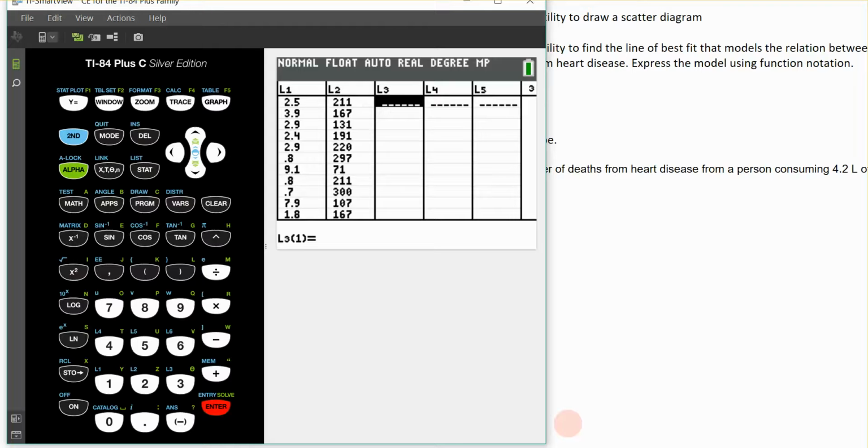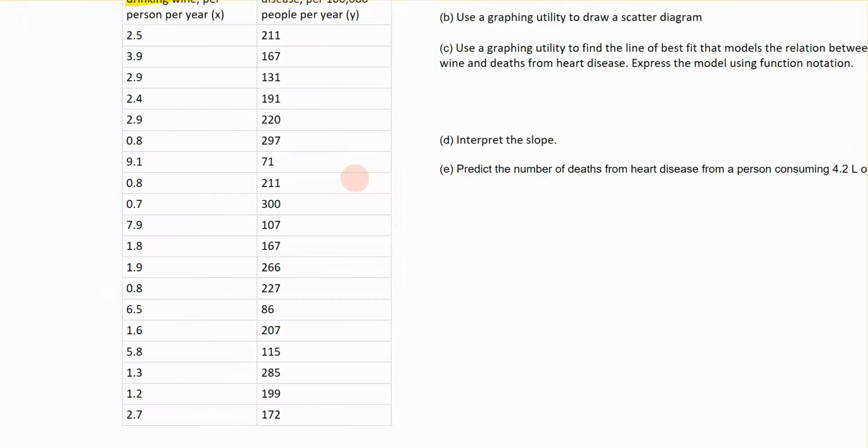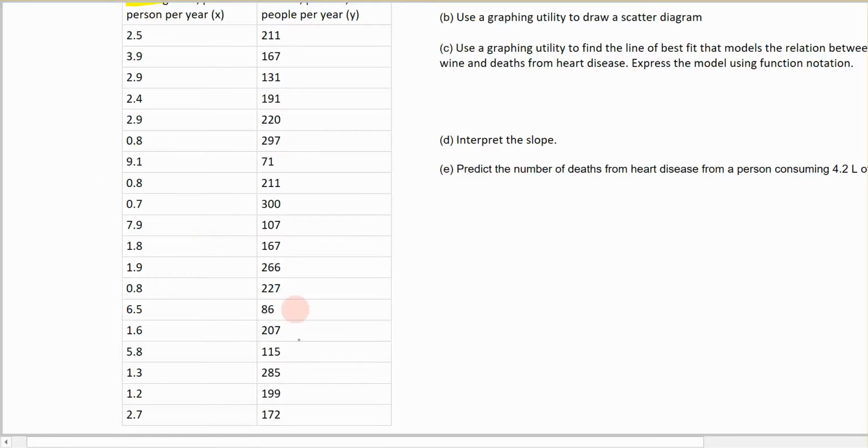So if you have data in your L1 and L2, clear it out, and then what I want you to do is go back, or wherever you were at, and I want you to enter all of the data from our independent variable in L1, and all of the dependent data in L2. And you're going to use this list here to be able to do that.